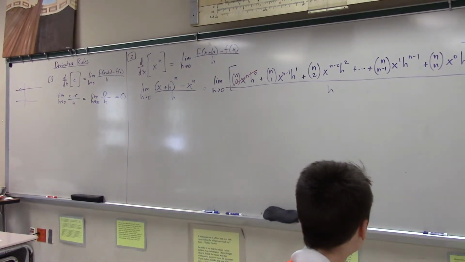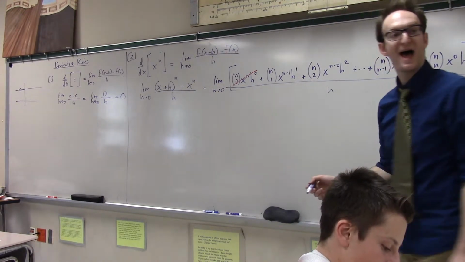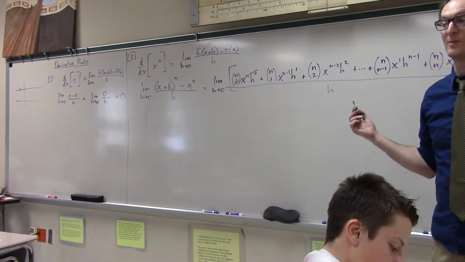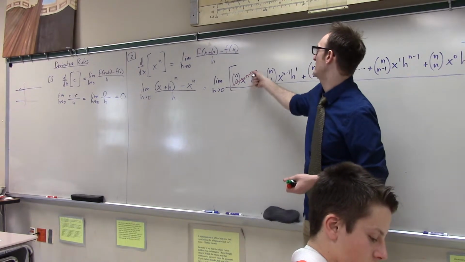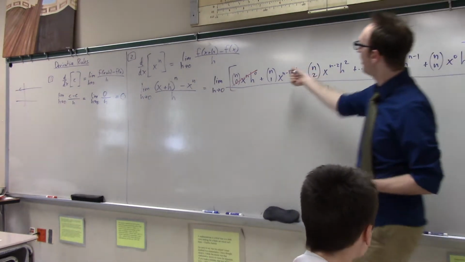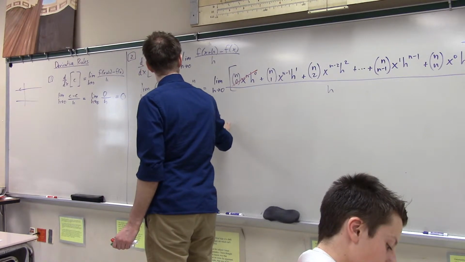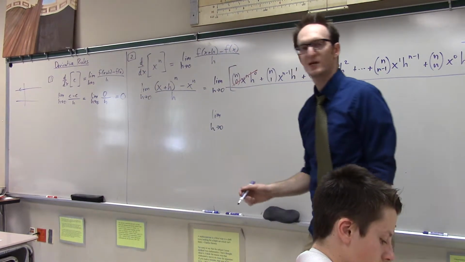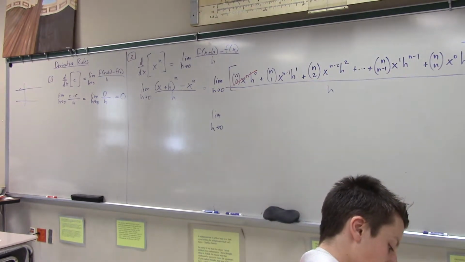And so all the rest of these have an h in them, right? This is the only one that didn't have an h, because h to the 0 is really just 1, but it canceled, and the rest of these all have h's. So now this becomes the limit as h goes to 0 of... you guys did this already? It's no fun if I'm doing it for you.